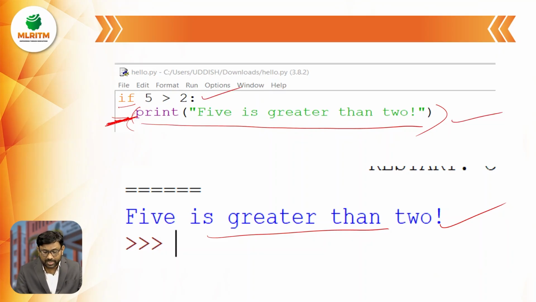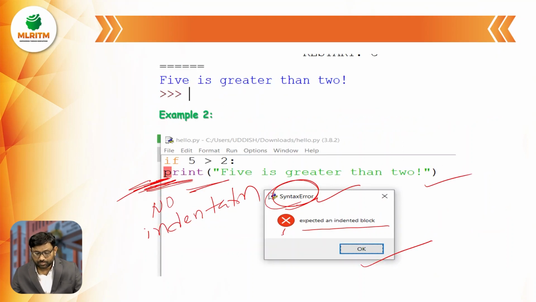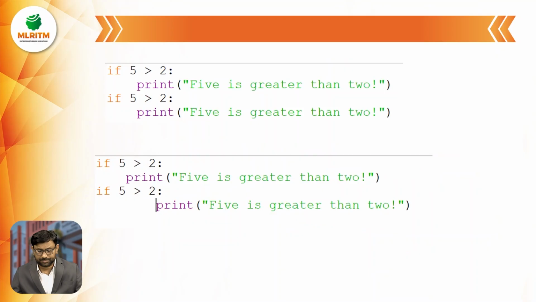If we give indentation for the same two statements, we will get the output: 5 is greater than 2. So 5 is greater than 2 we are getting. This is the output we are getting. So here no indentation, that's why we are not getting any output, we are getting an error.